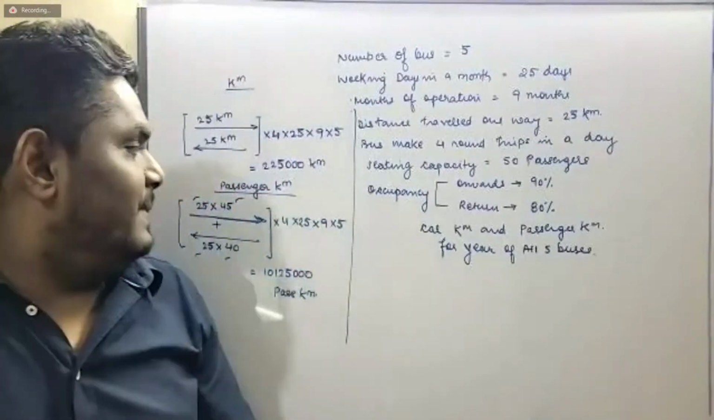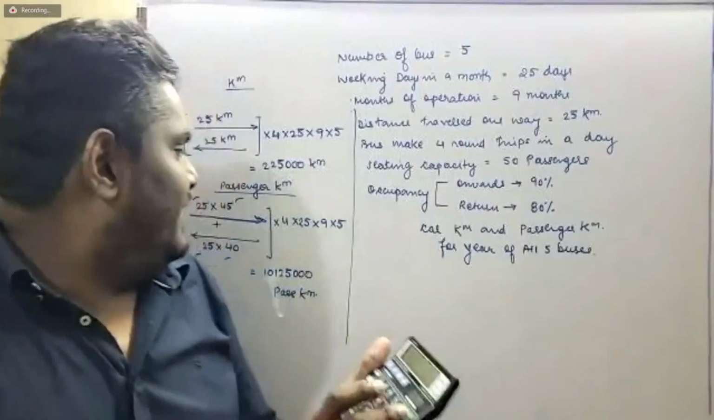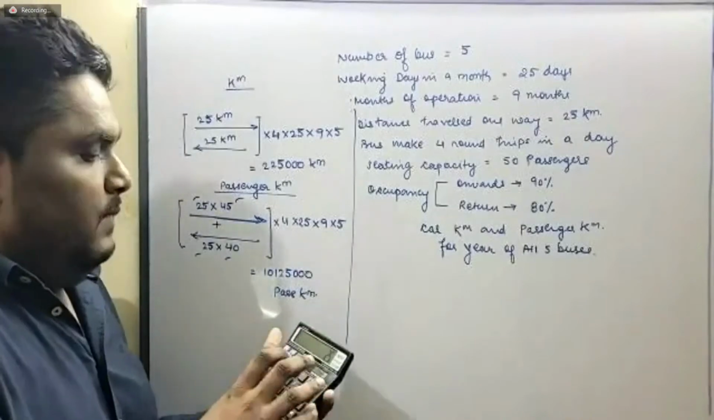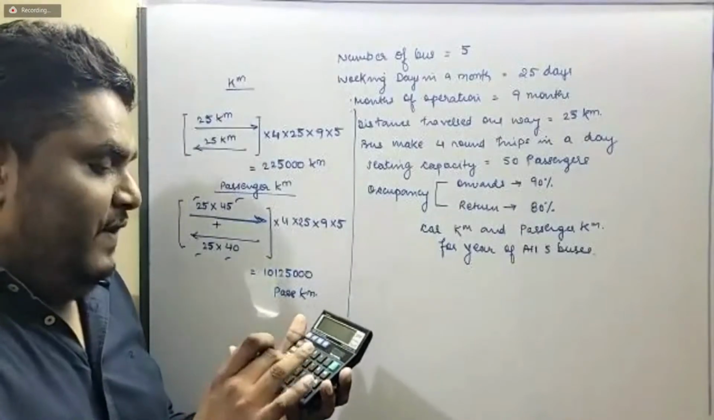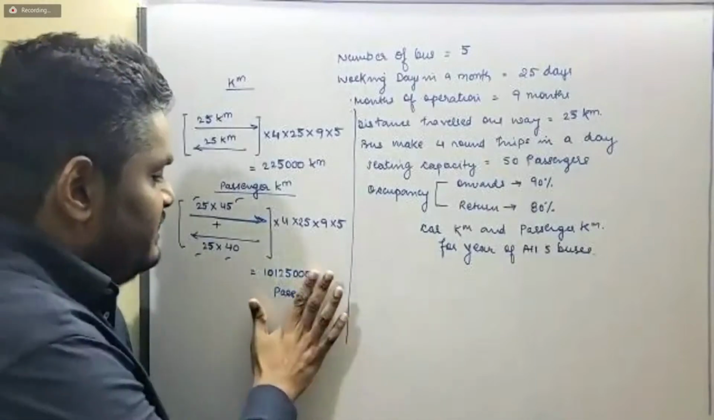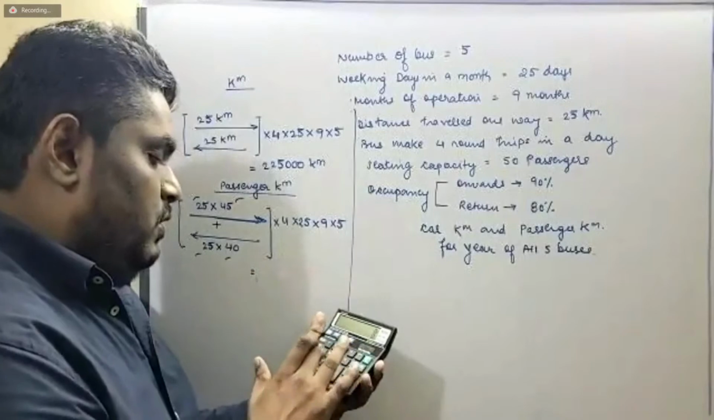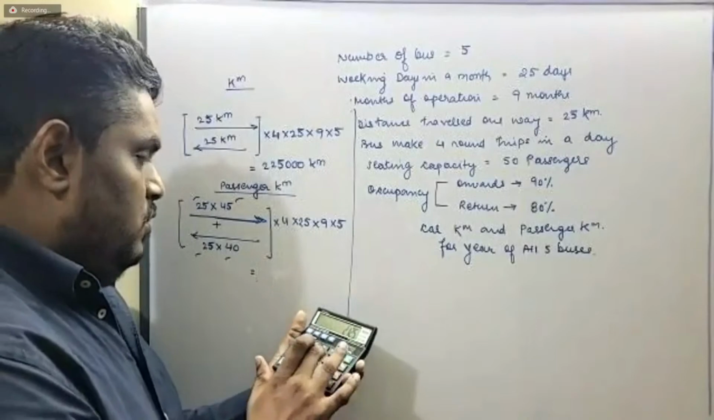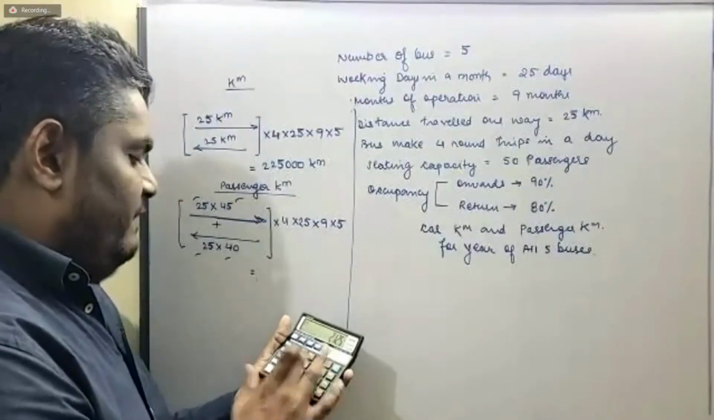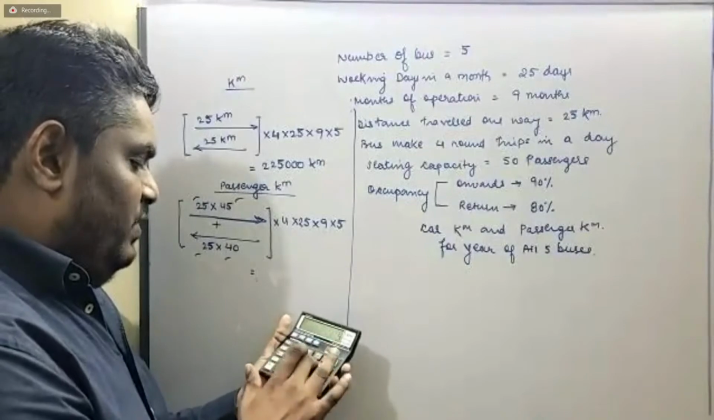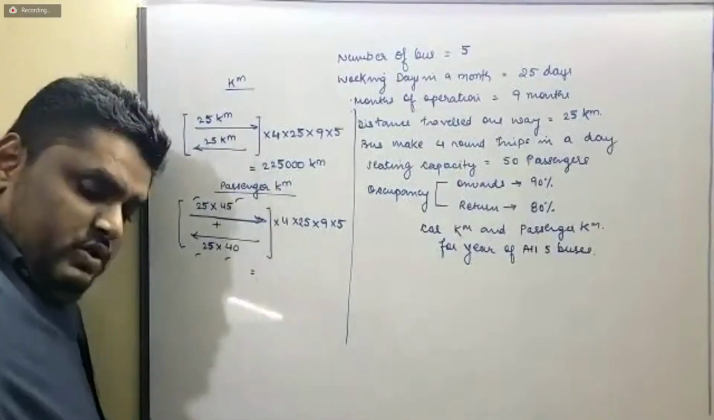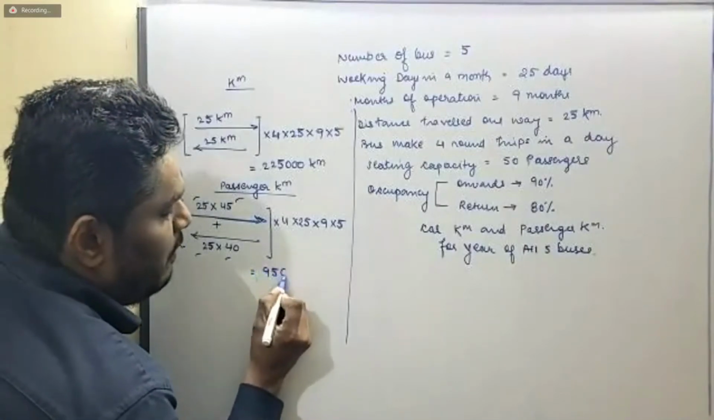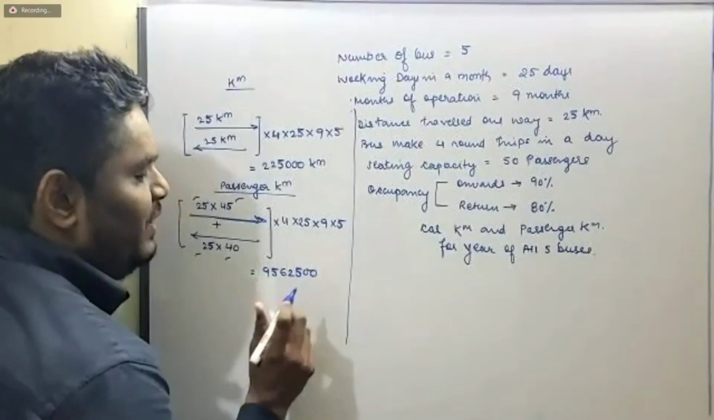Sir, please recalculate the passenger kilometers. So they are traveling for 25 kilometers in the onward journey. Sorry, 25 into 45. Sorry, there is a mistake from my end. 25 into 45. Sorry, guys. 2125 into 4 into 25 into 9 into 5. Sorry, guys. The correct answer is 95,62,500. I made a calculation mistake.